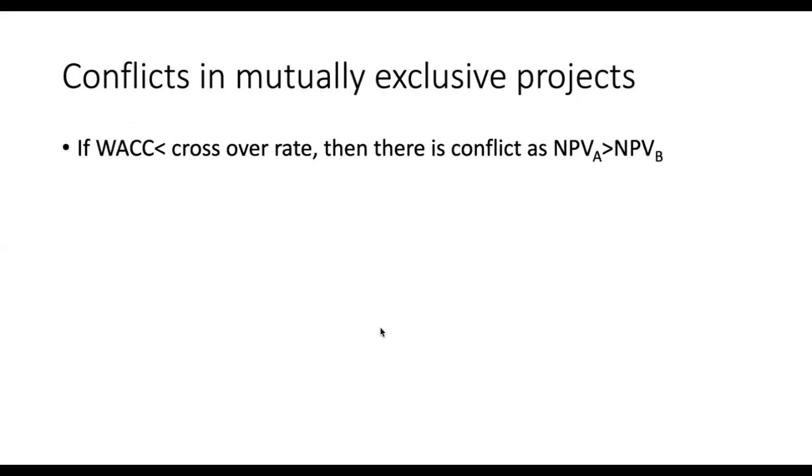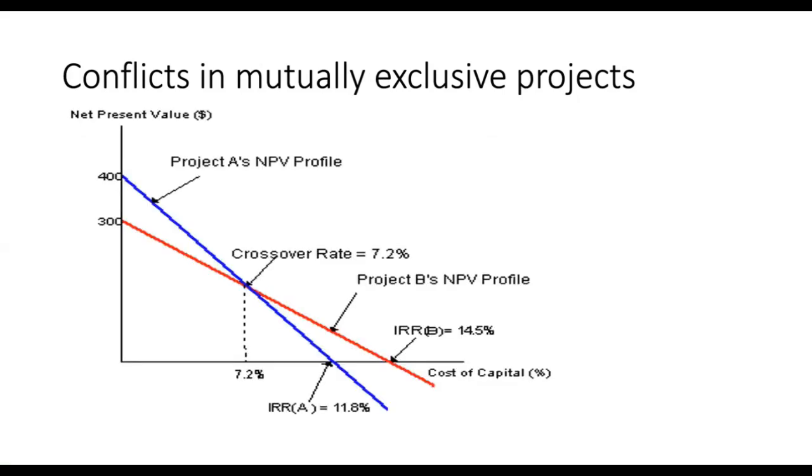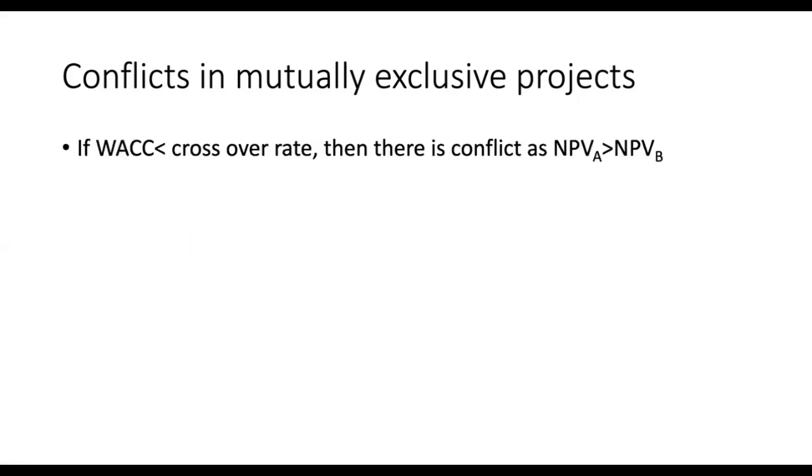Now, a conflict occurs when the weighted average cost of capital is less than the crossover rate, which is this area. There is a conflict as the net present value of project A is greater than the net present value of project B, and so according to this, you should invest in project A. But when we apply the IRR criteria here, the IRR of project B exceeds the IRR of project A. So the conclusion is to invest in project B. So these are two conflicting results that you reach.